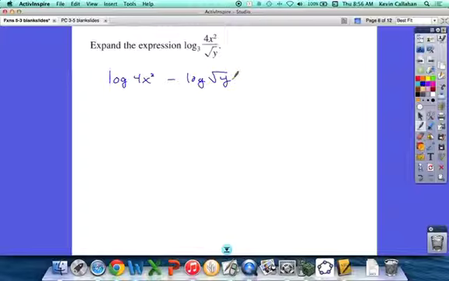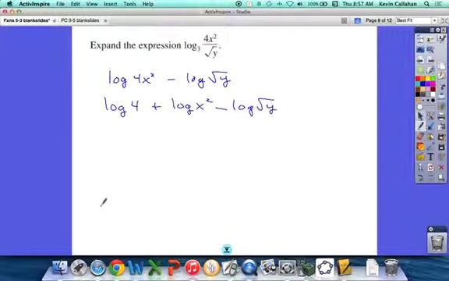The log of 4x squared is the log of 4. It's a product property, so it should be plus the log of x squared minus the log of the square root of y. Right. When you see it expanded, everything that came from the numerator is positive. Everything that came from the denominator is negative.